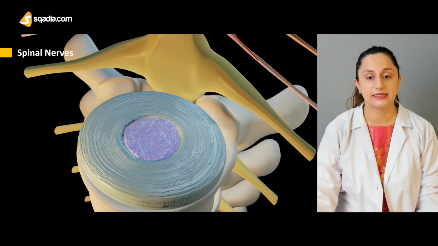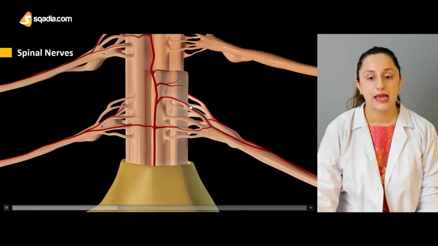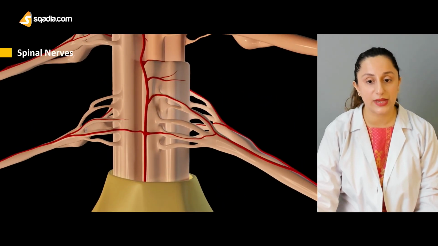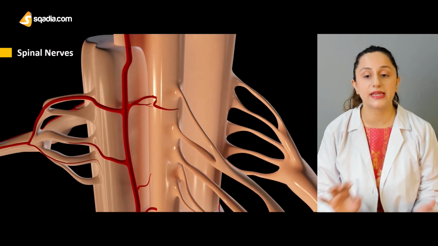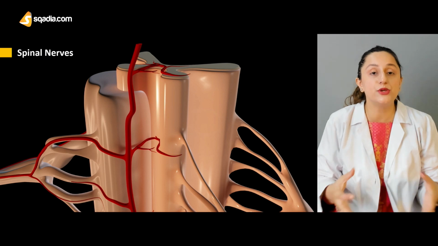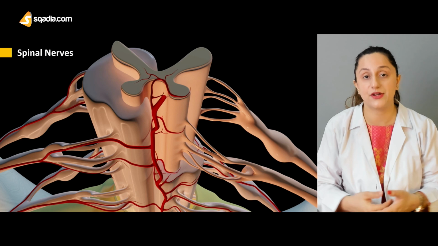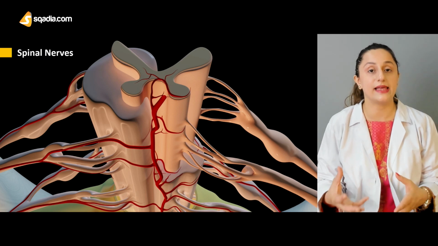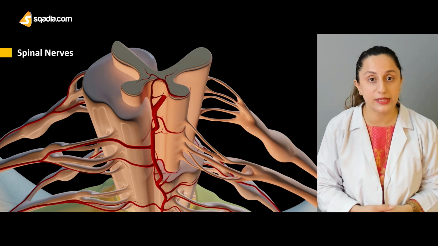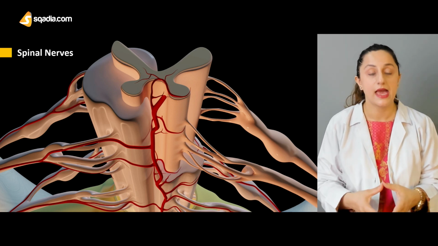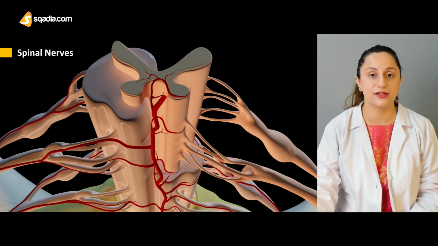Now, when we talk about these spinal nerves, we went through the details of the dorsal root ganglion. Then we have an anterior rami and a posterior rami. These anterior and posterior rami communicate, and they carry the motor neurons as well as the sensory neurons along with them. They combine together to form a mixed nerve, which is known as a spinal nerve.